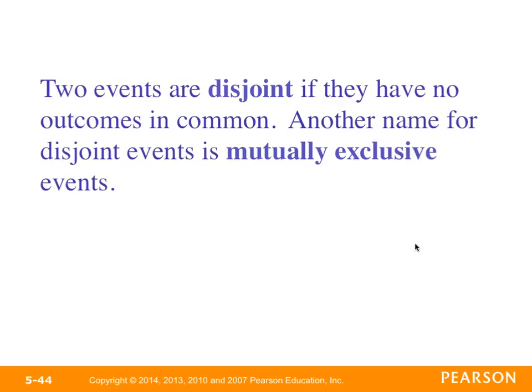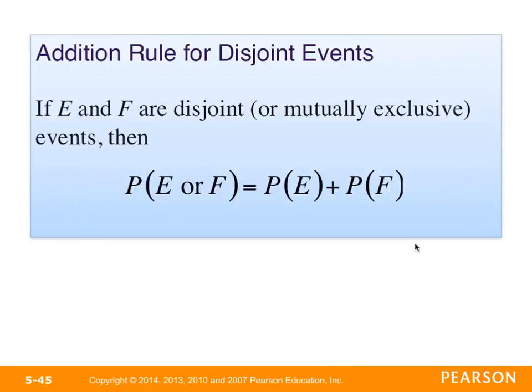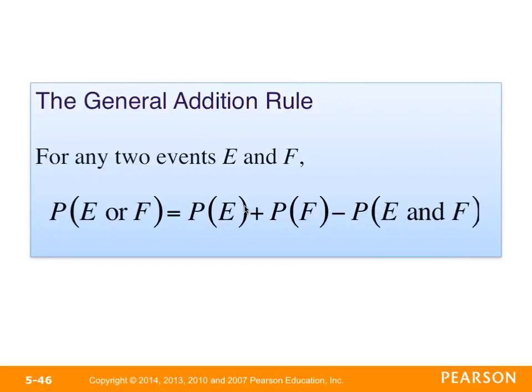So let's talk about disjoint events first. Another word for disjoint is mutually exclusive. Basically, if two events have no outcomes in common, they're considered mutually exclusive. And we have a nice addition rule for disjoint events. If E and F are disjoint or mutually exclusive, then the probability of E or F is just obtained by taking probability of E plus probability of F. And this is given on your formula sheet.